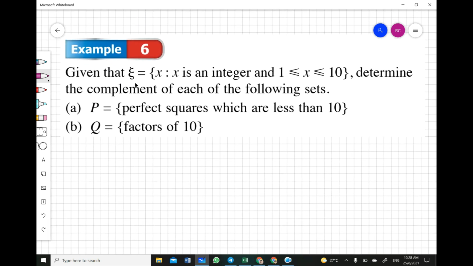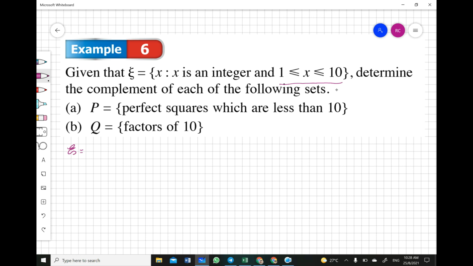Given that the universal set is equal to x, such that x is an integer and it is between 1 and 10. You need to determine the complement of each of the following sets. A, P is equal to perfect squares which are less than 10. And then B, Q is equal to factors of 10. So we go through the first line first. Before you find the complement, you need to list down the universal set. So the universal set here is the integers between 1 to 10.